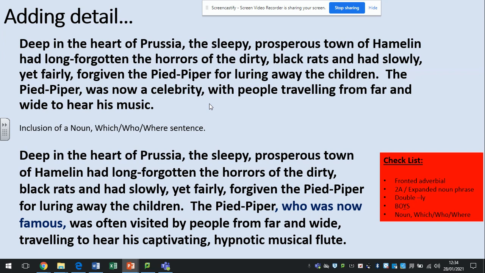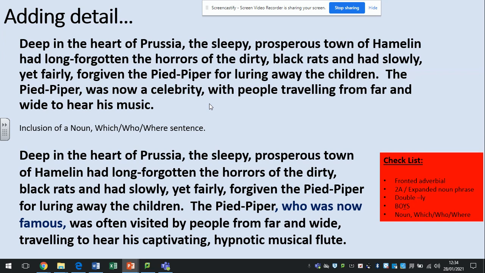Deep in the heart of Prussia, the sleepy, prosperous town of Hamlin had long forgotten the horrors of the dirty black rats and had slowly yet fairly forgiven the Pied Piper for luring the children away. Oh, sorry, luring away the children. The Pied Piper, comma, who was now famous, comma, was often visited by people from far and wide, travelling to hear his captivating hypnotic musical flute.